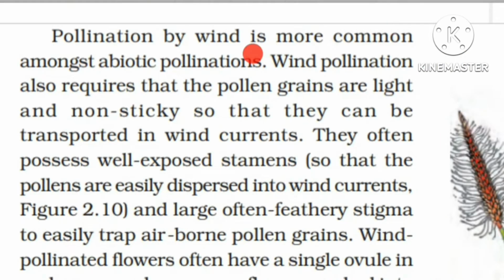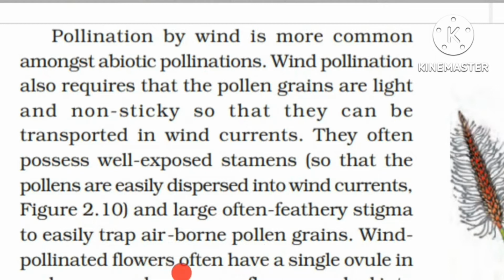Pollination by wind is more common amongst abiotic pollinations. Wind pollination also requires that the pollen grains are light and non-sticky so that they can be transported in wind currents. They often possess well-exposed stamens so that the pollens are easily dispersed into wind currents, and large, often feathery stigma to easily trap airborne pollen grains.